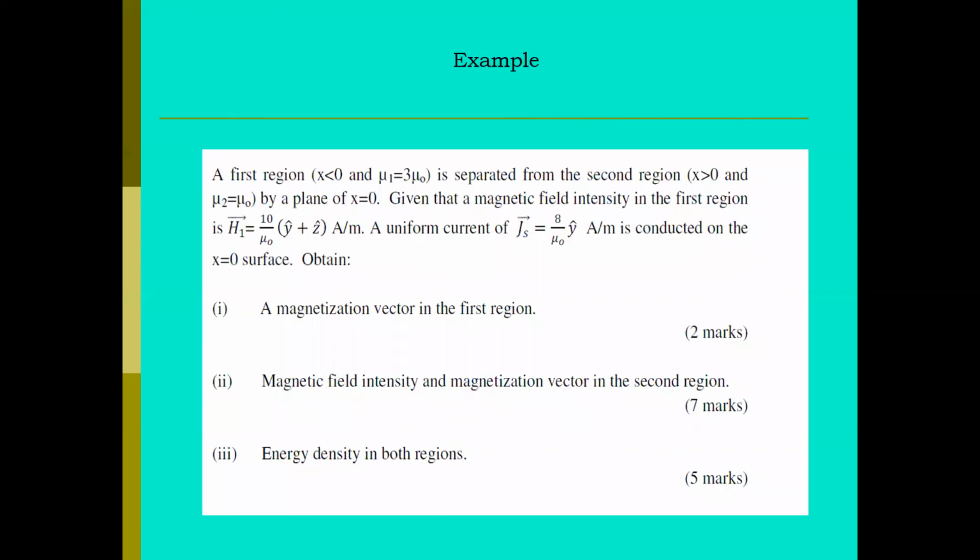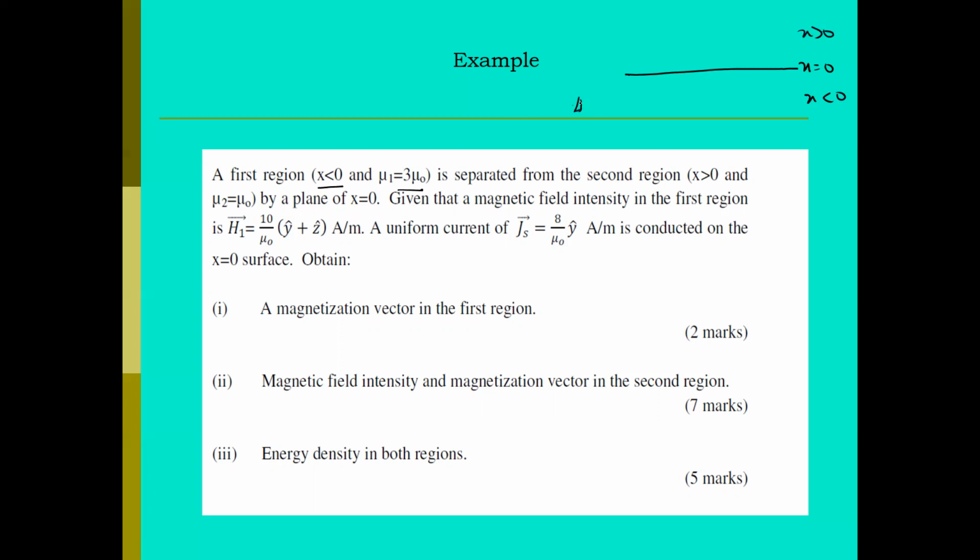Okay, so let us proceed to the next example. For the next example, we are given a problem whereby the first region is x less than 0, with permeability 3 mu naught, separated from the second region of x bigger than 0, with mu2 equals mu naught, by the plane x equals 0. If I sketch it, this is the boundary, the plane x equals 0. This is x less than 0, and this is x bigger than 0.